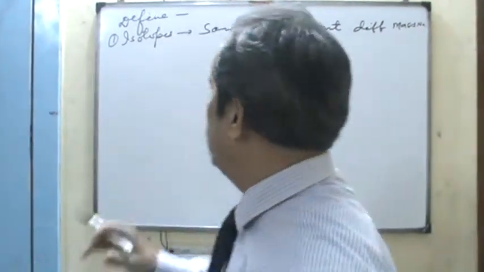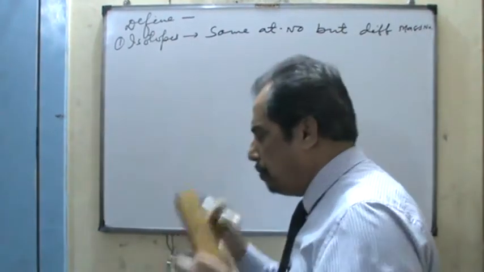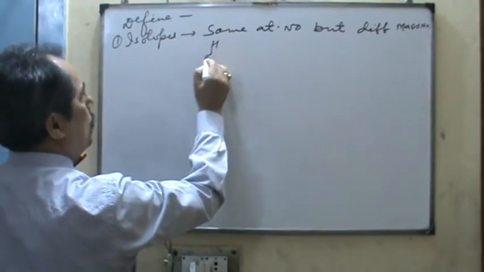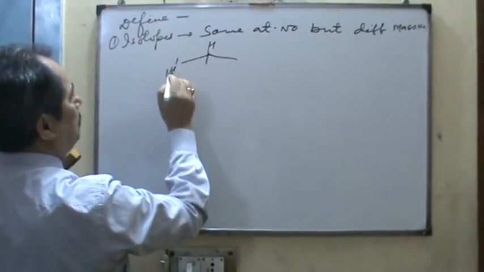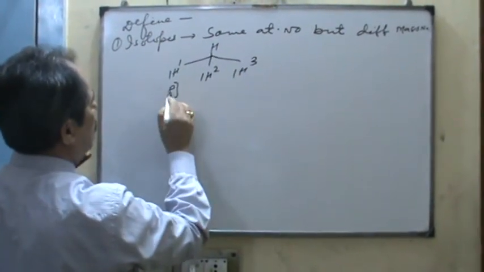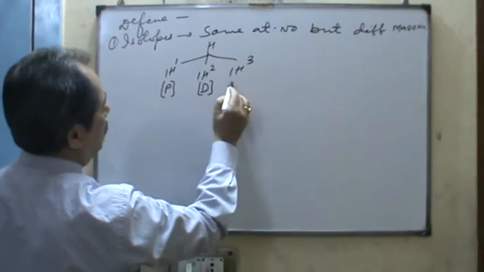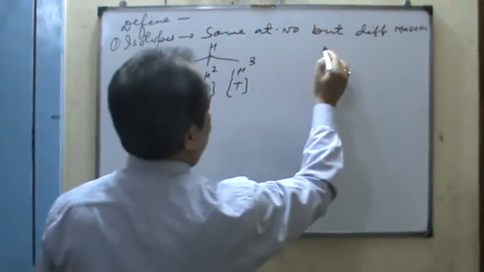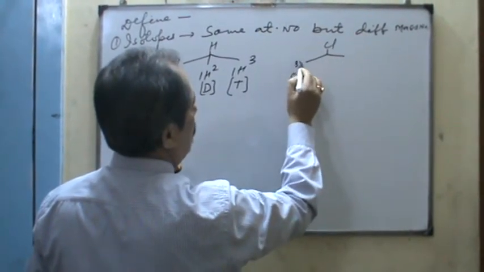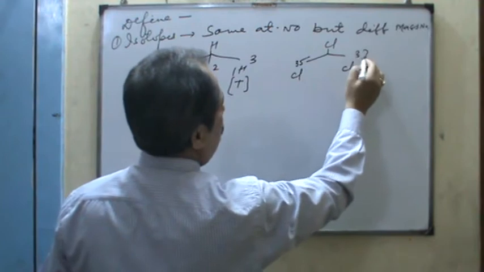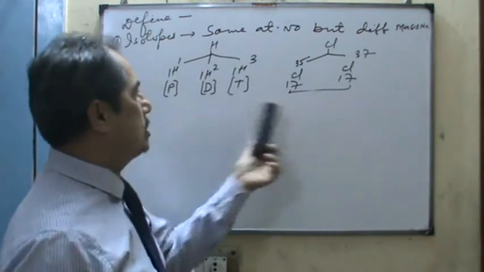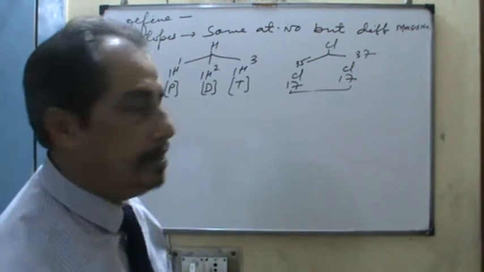So my dear students, here the same atomic number, a lot of isotopes are given. For example, hydrogen has 3 isotopes. You can see 1H1, 1H2 and 1H3: protium, deuterium and tritium. Right? Many of you may know chlorine has 2 isotopes, chlorine 35 and chlorine 37, with 17 and 17. What is same? Atomic number is same, but mass numbers are different.